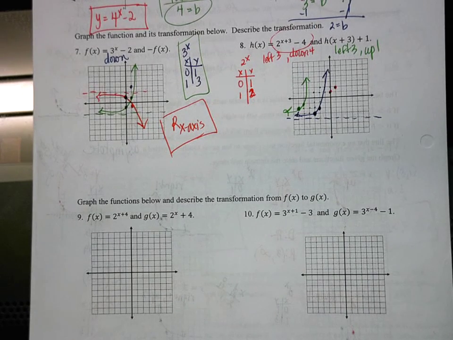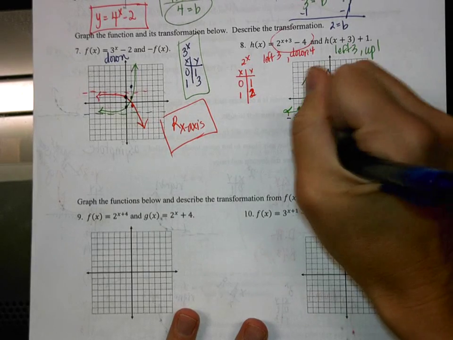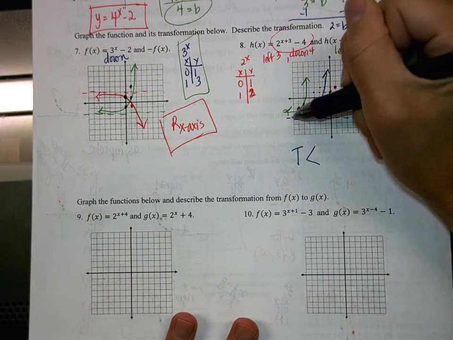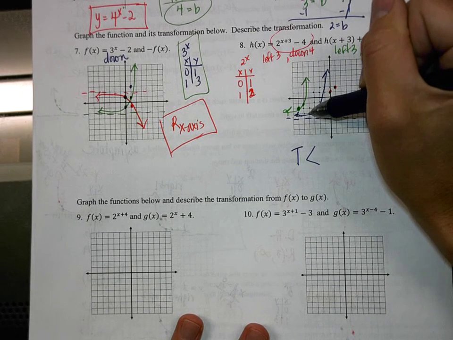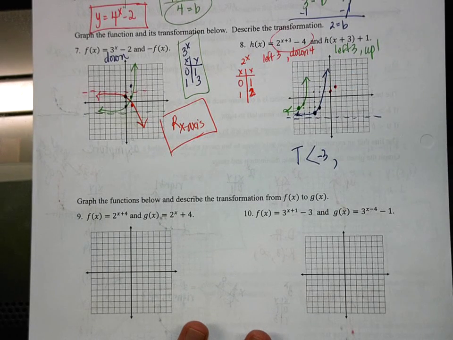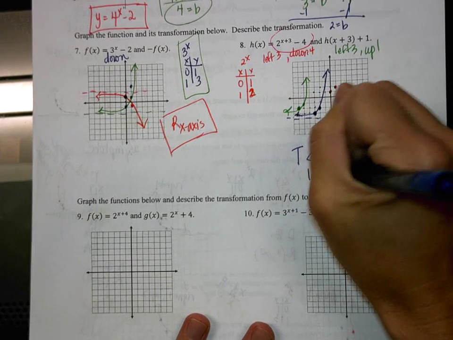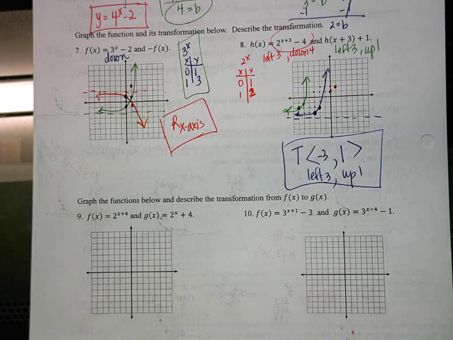Now, to figure out what actually happened, the translation, you have to pick just one of your points and do the same point on each of them. So this one is translating. What happened where it went from blue to green? Good. So it went left 3, 1, 2, 3. So left 3 is -3. And then what? Up 1. So that's a +1. And if you want to write left 3, up 1, that also works. Okay? Questions?